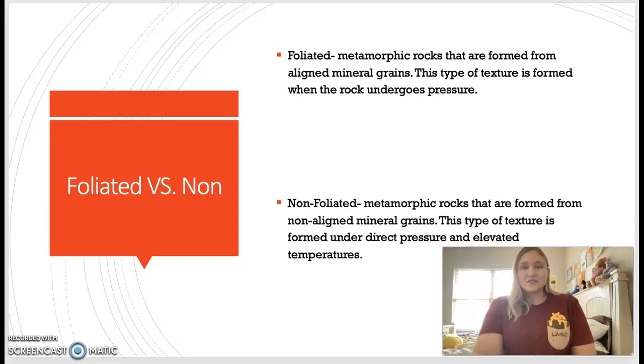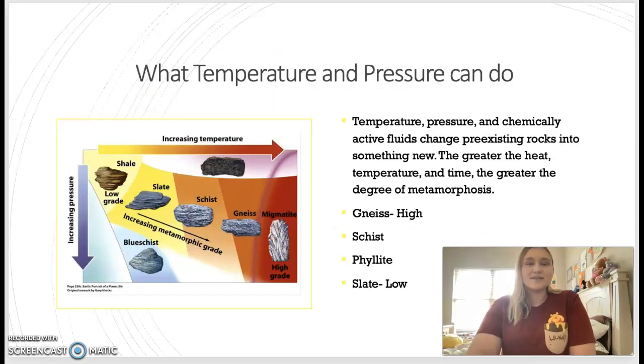Like I said, you can clearly see pressure and heat is a big key in the process. This is what temperature and pressure can do. Temperature, pressure, and chemically active fluids change pre-existing rocks into something new. The greater the heat, temperature, and time, the greater the degree of metamorphosis.